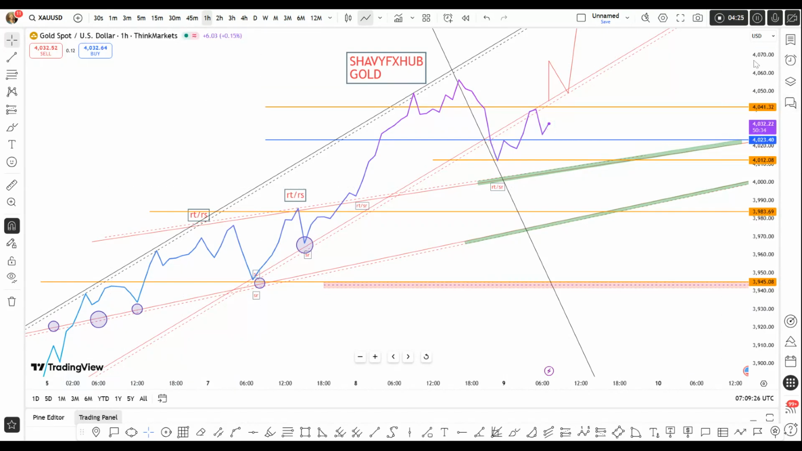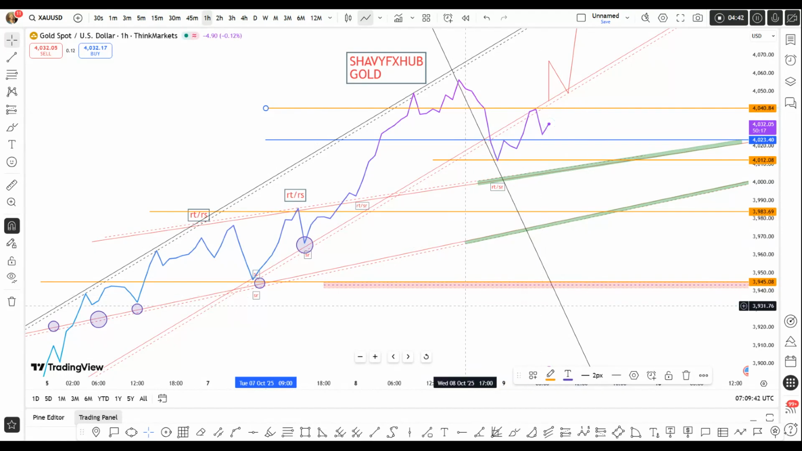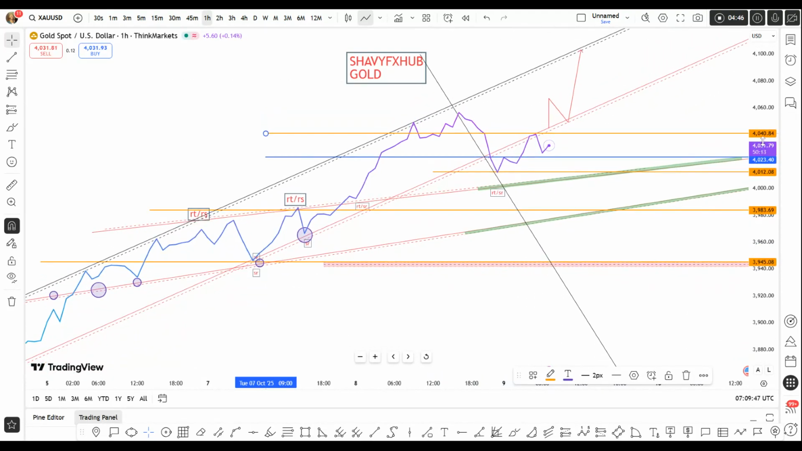And this baby is going. And if you look very well here, we have a W structure in the past which we leveraged on, and that was what sent price tanking this morning in London session at 4040, and price has respected it. So it will continue to be a bias, a strong holding bias.